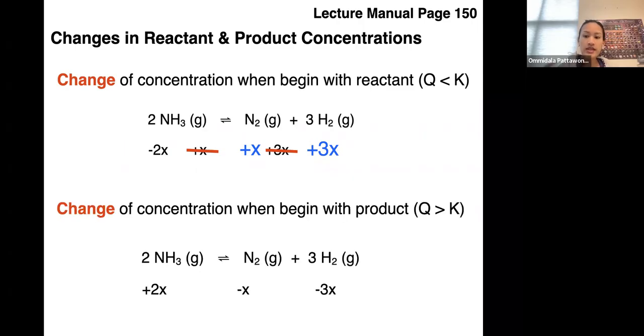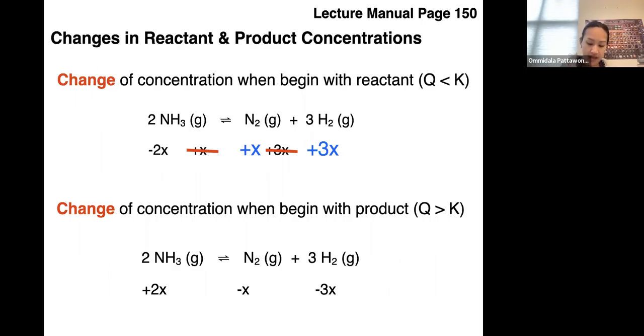The second scenario happens when you have Q greater than K. Whenever the reaction quotient is greater than the equilibrium constant, it indicates that at this point it's not at equilibrium yet. Therefore, there would be a shift. At this point, we have more of the product than the reactant, so the reaction is going to shift in order to produce more of the reactant.